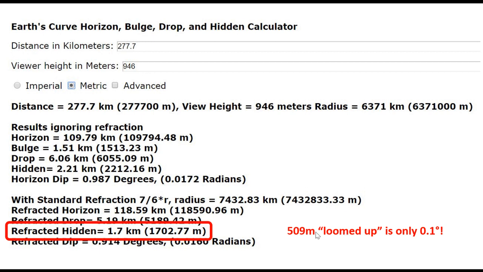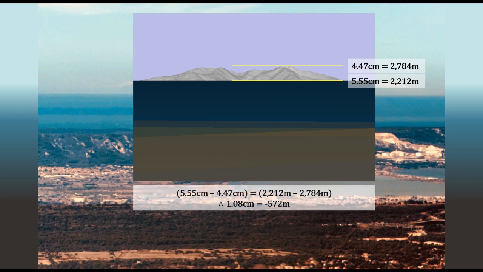And if you plug that 509 meters of looming into the angular size calculator at a distance of 278 kilometers, it's only loomed up about 0.1 degrees. It doesn't need a whole lot. All right, but let's rub it in. So again, we've got the same two lines, the top of Canigou and the geometric hidden, or the geometric horizon. So we're going to use the same scale, where 1.08 centimeters is equivalent to 572 meters on the image.